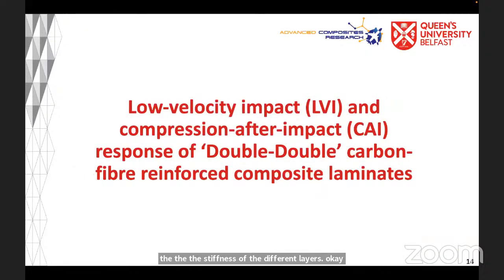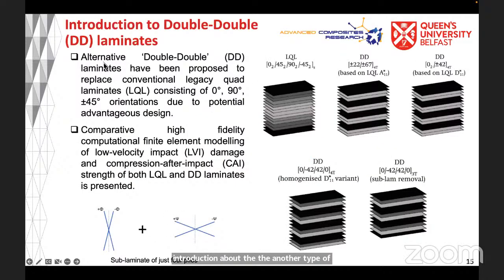Okay, so in this second part, I would like to give a brief introduction about another type of laminate, which is what we call double-double. As you know, this double-double laminate was proposed by Professor Stephen Tsai, and it can replace the legacy quad laminate. The legacy quad laminate is the conventional laminate, which consists of 0, 90, and plus minus 45 orientations. And this new sort of laminate consists of only two sets of angles. So for example, in this case, as you can see, it's plus phi and plus psi and minus phi and minus psi. So this will be a combination of two angles.